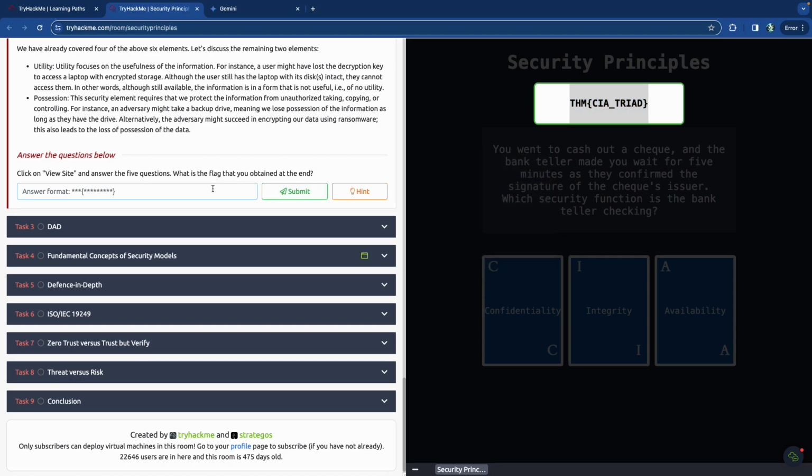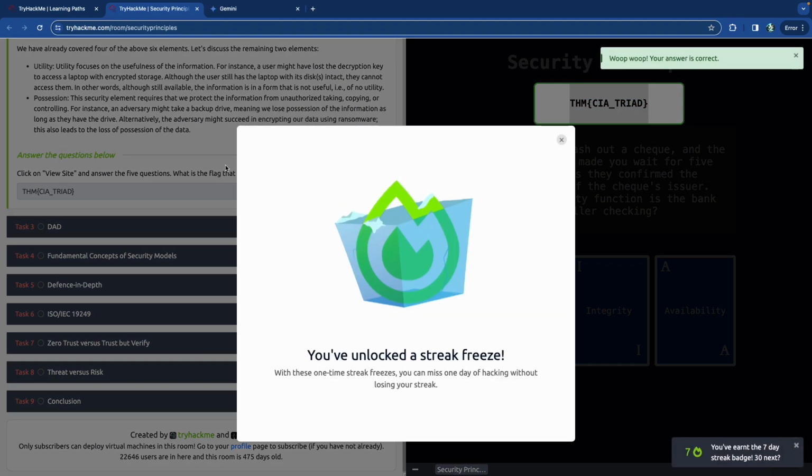So CIA triad, and there we go. So we're good. Oh, we unlocked the streak freeze.